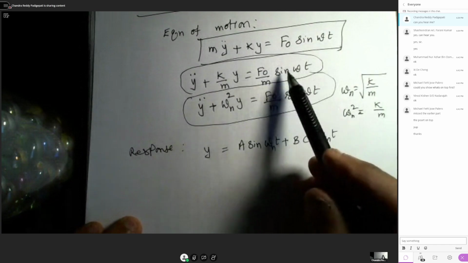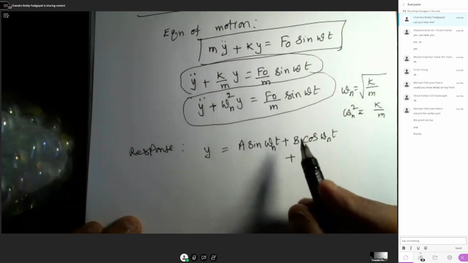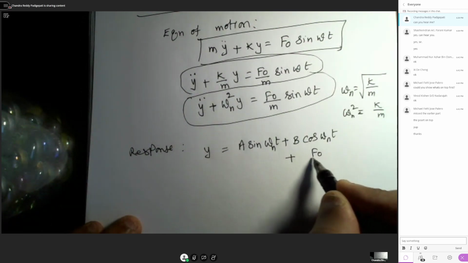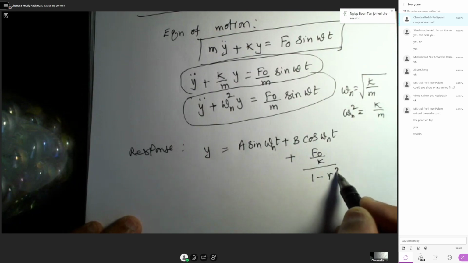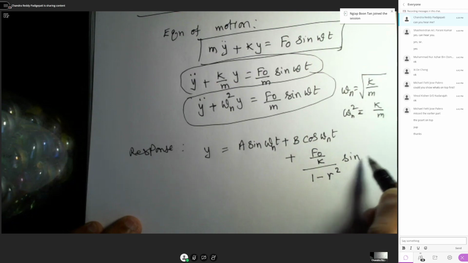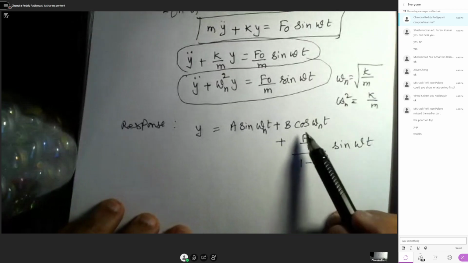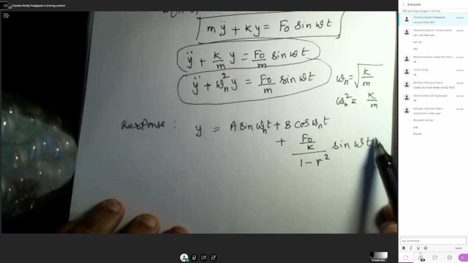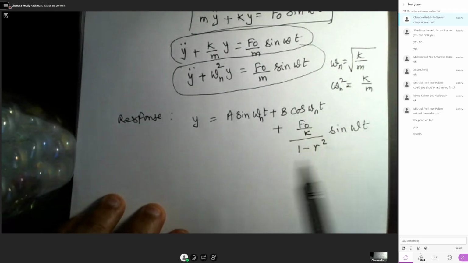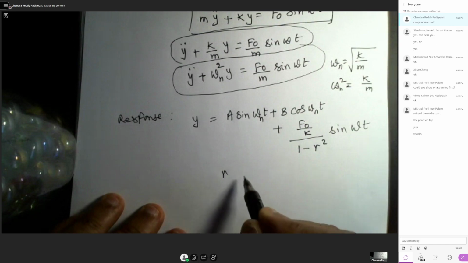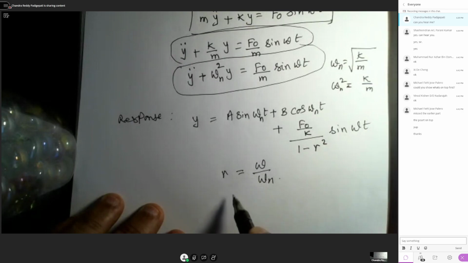Then we have the particular integral, the solution we need to add for the force part. That will be f naught over k into 1 minus r square, sine omega t. So because of the force element, we have the additional response. Here r is the ratio of frequencies, omega over omega n.